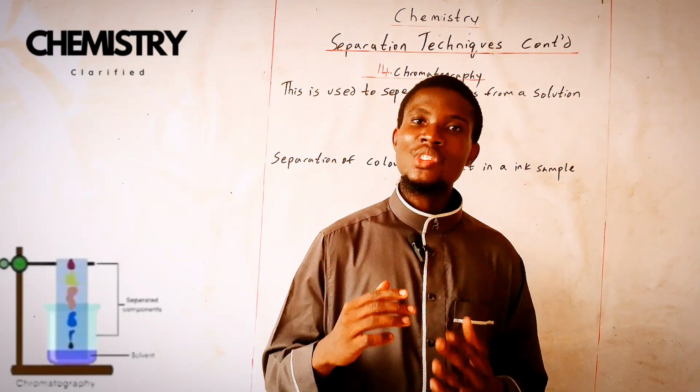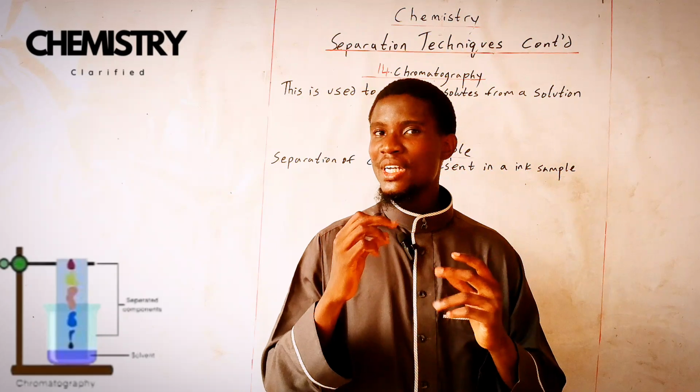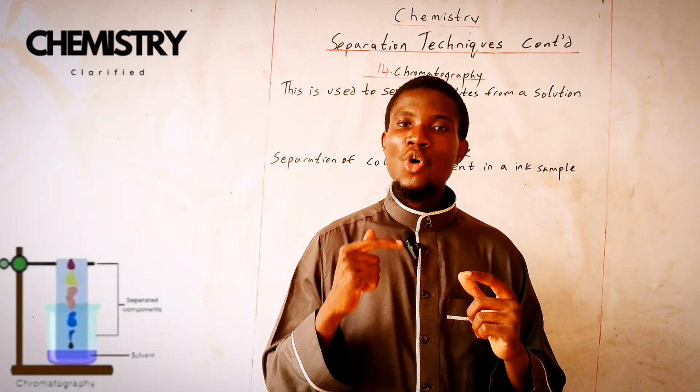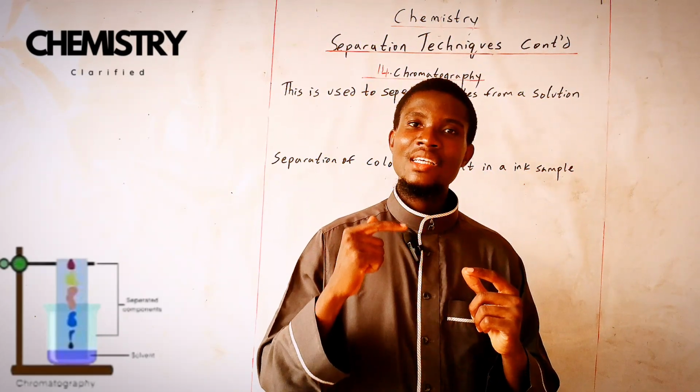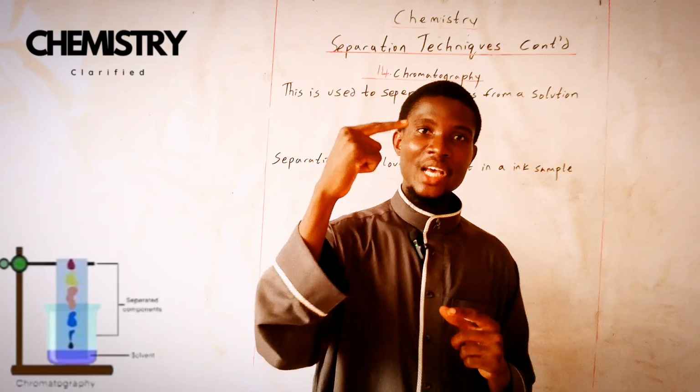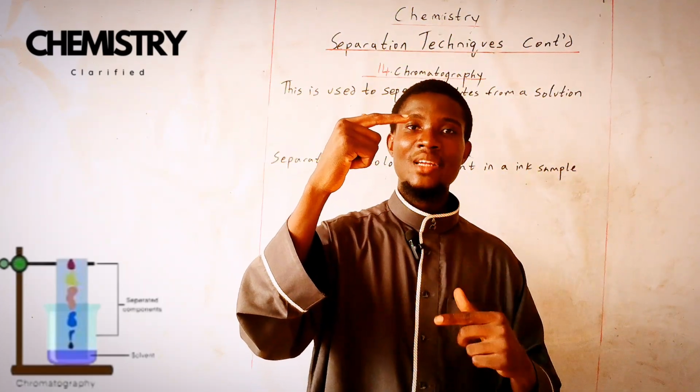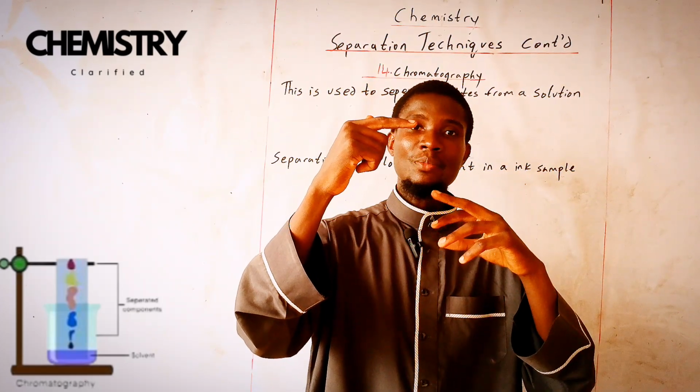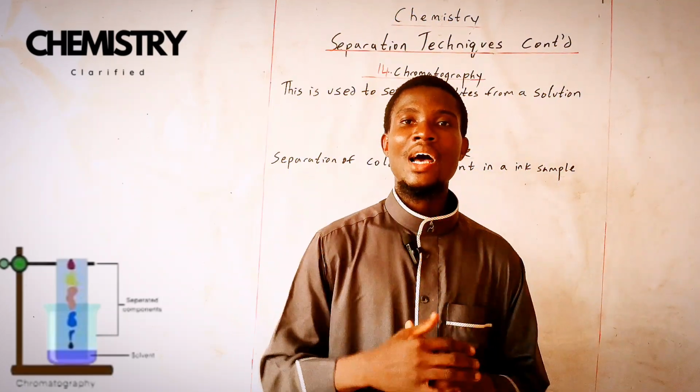We are going to watch the solvent move up with the solutes, that is, with the different colors. Now, these solutes move at different speeds. So each color is going to be moving at a different speed. The fastest will be at the top, and then the slowest will be at the bottom, and then the middle are going to be filled up based on their speed.